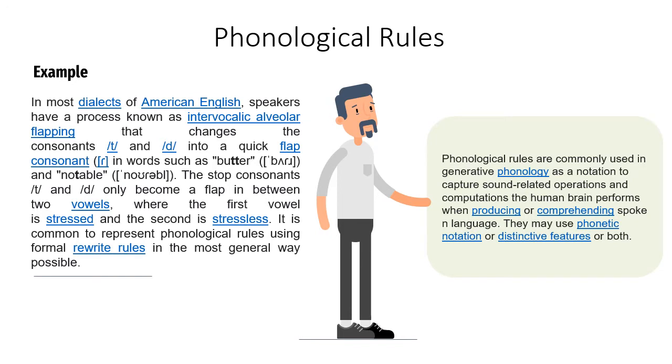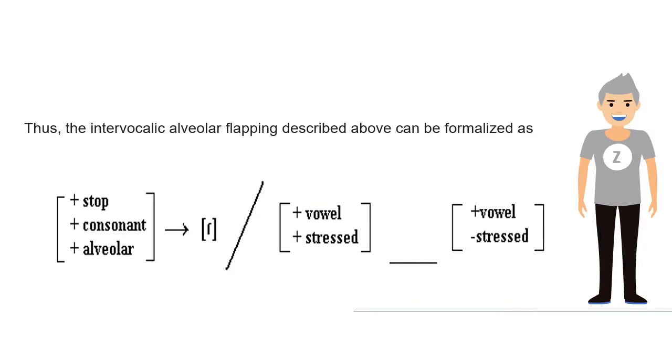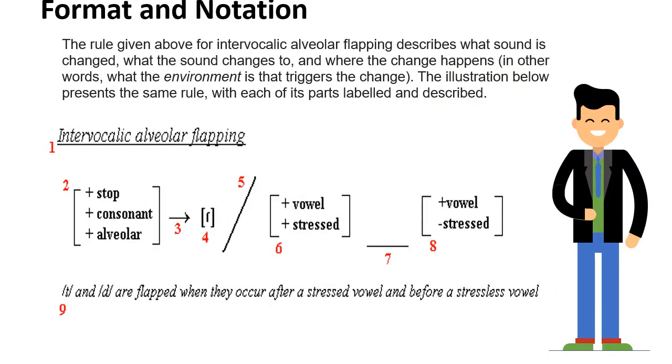It is common to represent phonological rules using formal rewrite rules in the most general way possible. Intervocalic alveolar flapping described above can be formalized as this one. We can see right now we are going for format and notation.